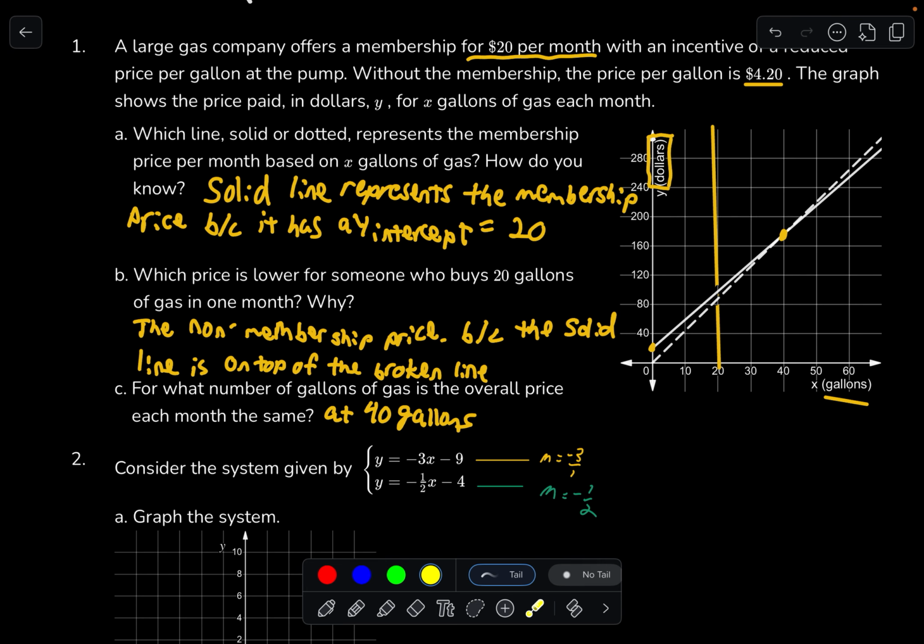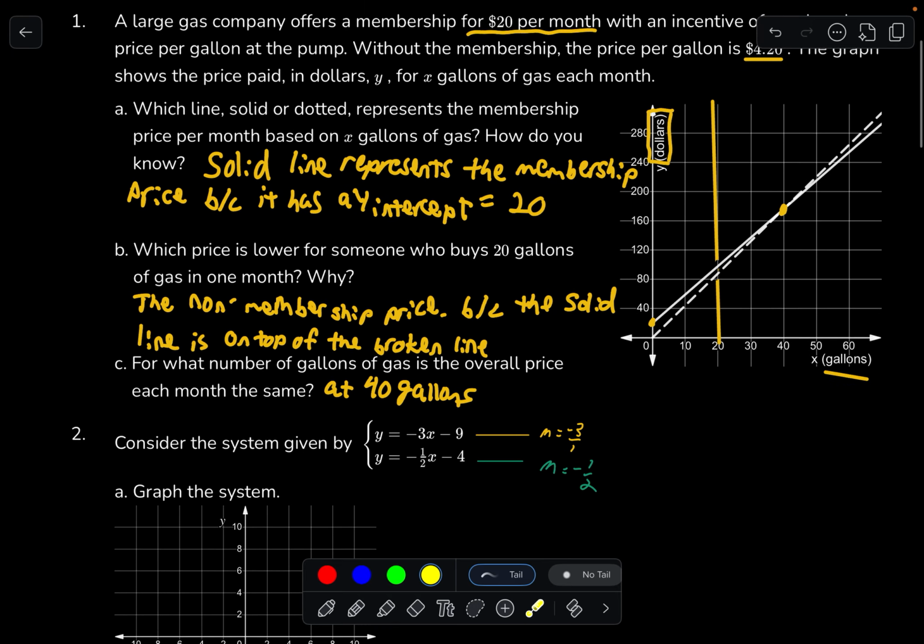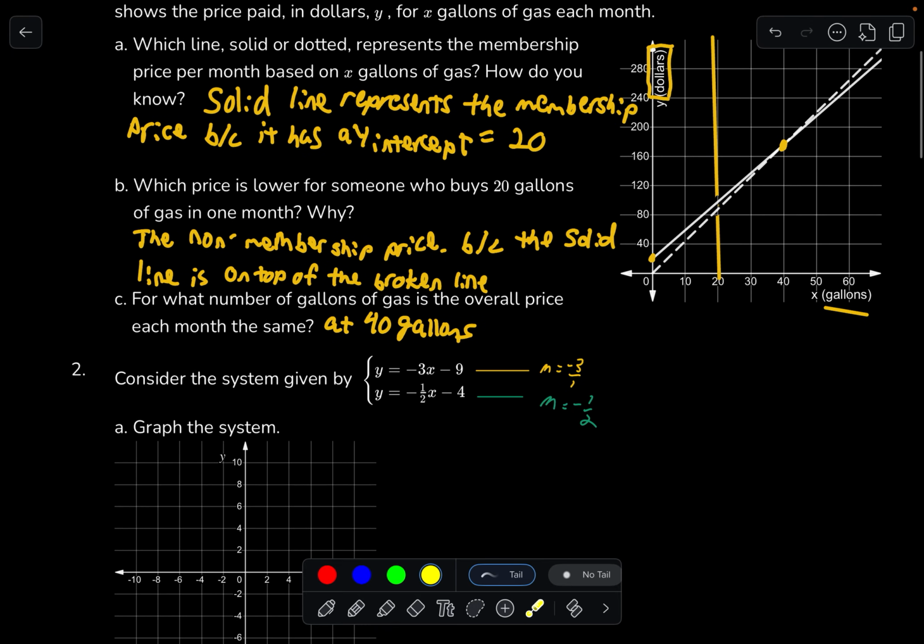It says, for what number of gallons of gas is the overall price each month the same? Well, it's the intersection point. Right there at 40 gallons. Okay? Now, and that was the first one.